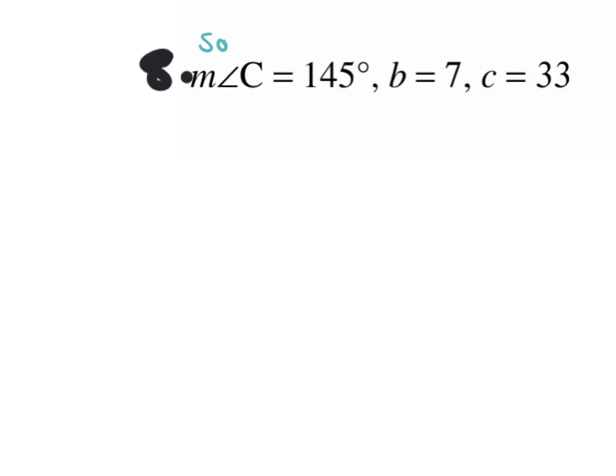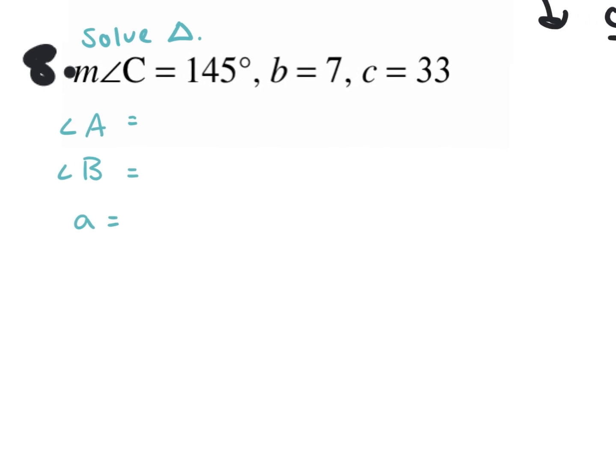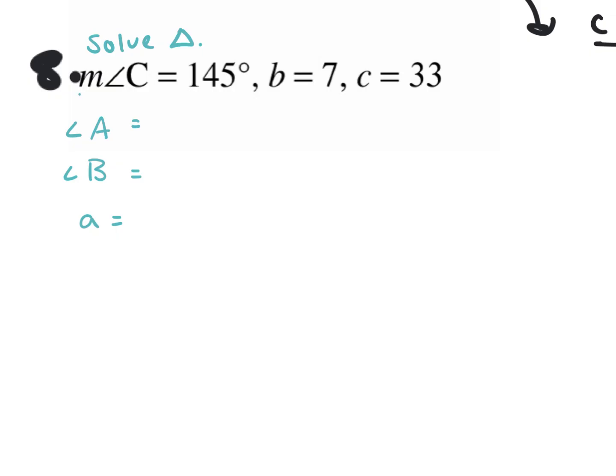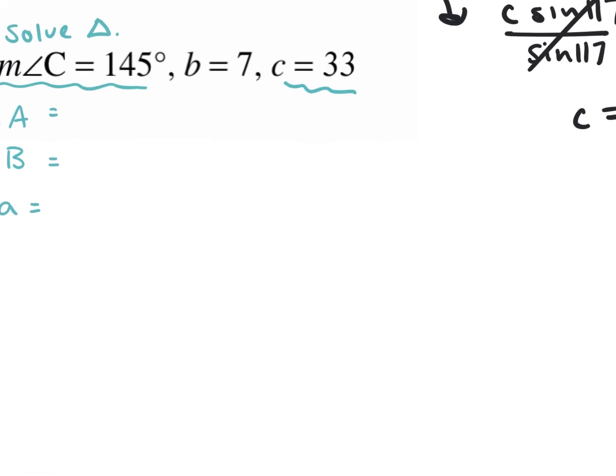So for number 8, we want to solve the triangle. So let's find everything. Let's figure out what we need to find. We've got to find angle A, angle B, and side A. Now we always want to start with the pair. So what do we have a pair of? I have angle C and side C. So that's going to be the proportion that I start with.